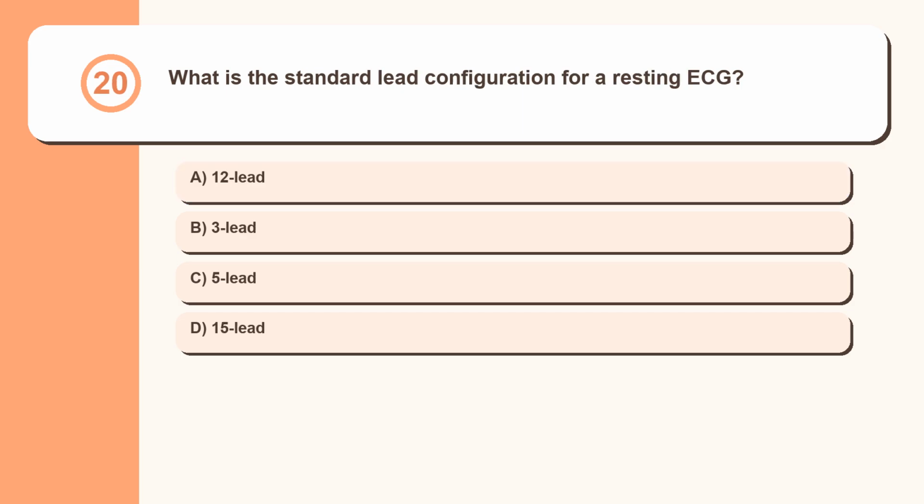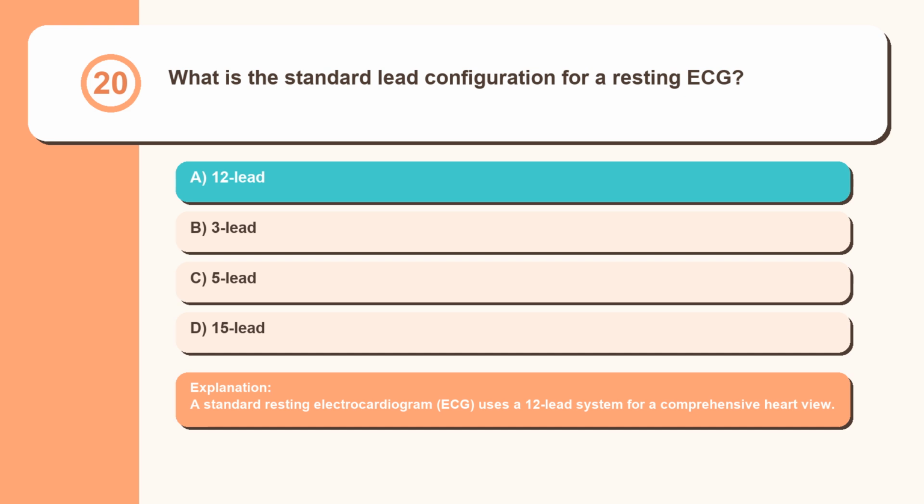Question 20. What is the standard lead configuration for a resting ECG? 12 lead, 3 lead, 5 lead, 15 lead. A standard resting electrocardiogram, ECG, uses a 12-lead system for a comprehensive heart view.